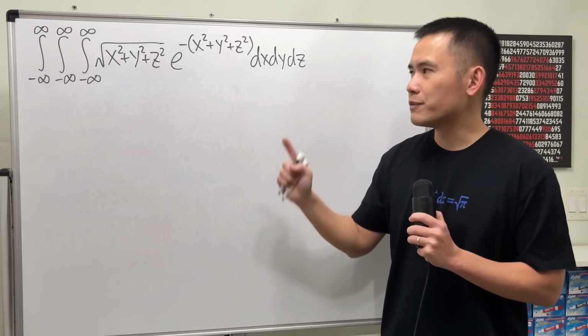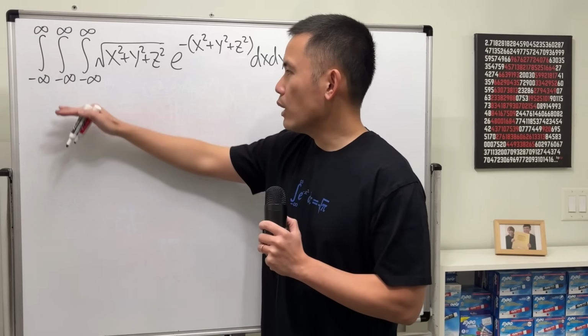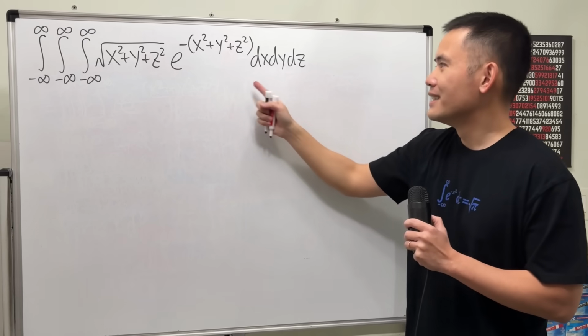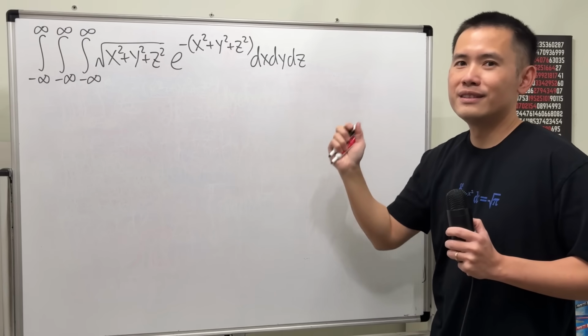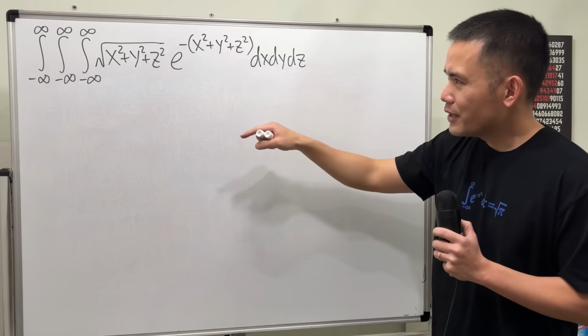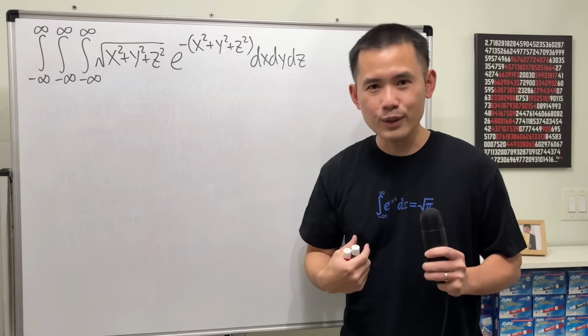Today, let's solve my first triple improper integral. Let's have a look. We are all going from negative infinity to positive infinity, and then we have this thing, and then dx, dy, dz. How do we solve this? This right here should remind you of the classic way of solving the Gaussian integral, right?